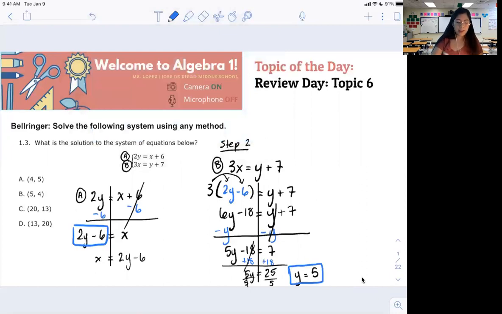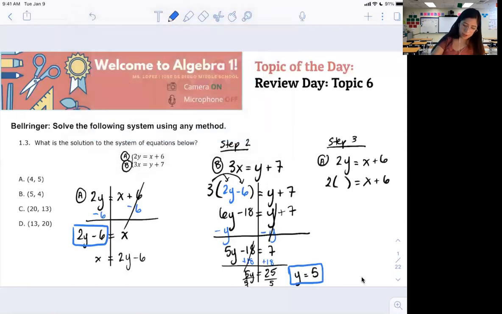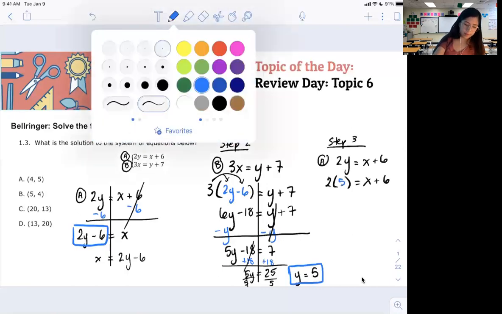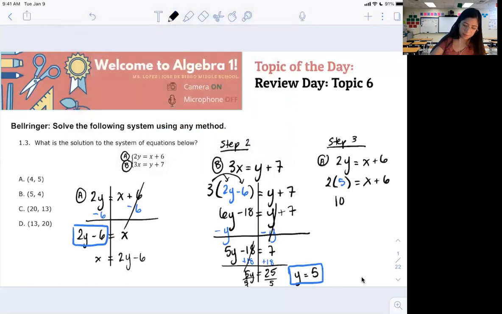What do I do in the last step? We add the 5 to our original equation. Good. Now I could choose top or bottom, it does not matter. I'm going to choose top. So 2y equals x plus 6. And then I'm just going to plug that in for y. So I plug in 5. 2 times 5 is 10.